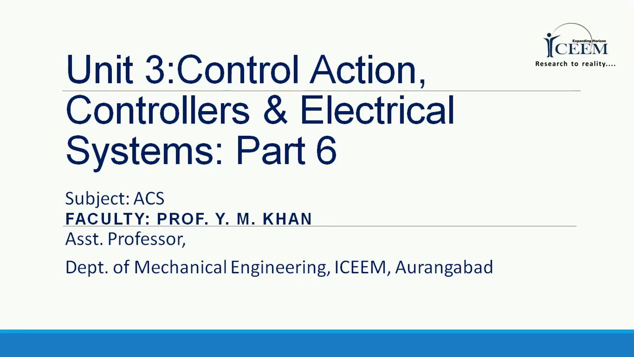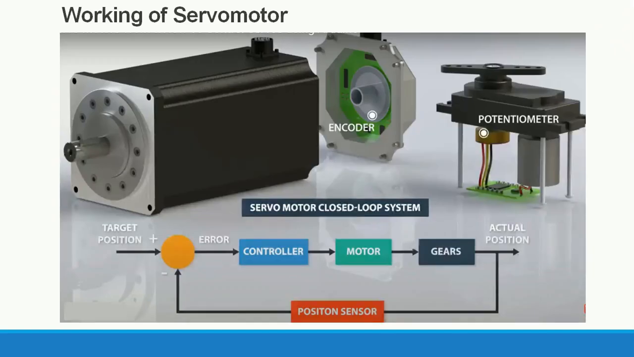And in the previous video, that is part 6, we started the electrical systems of this unit number 3 of the subject Automatic Control System. In the previous video we studied the AC servo motor, its working, construction and application. In today's part we will be studying the DC servo motor and the various types of DC servo motors that are used in your industrial applications. So without wasting time, I'll begin with the class.